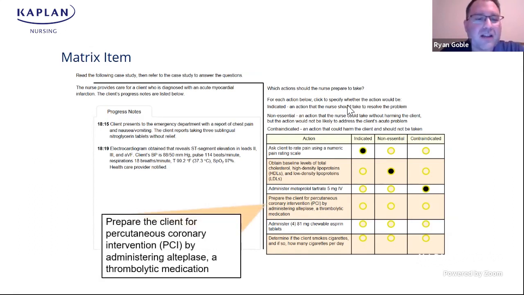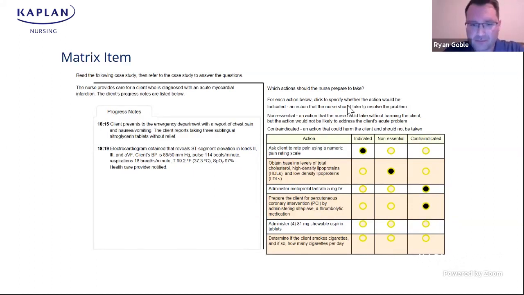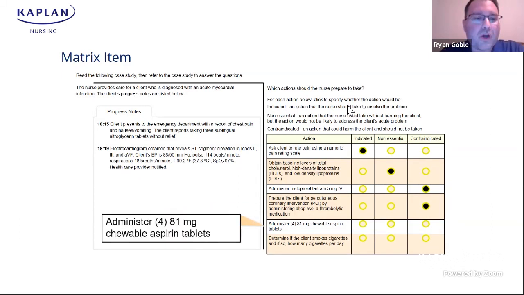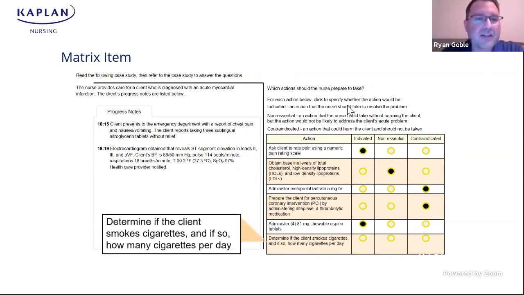What about preparing the client for PCI by administering alteplase, a thrombolytic medication? Well, that would be contraindicated because we don't administer a thrombolytic if the client is going to the cath lab. What about administering 4 81 milligram chewable aspirin tablets? That is definitely indicated. And determining a smoking history. Right here, right now, that is non-essential.